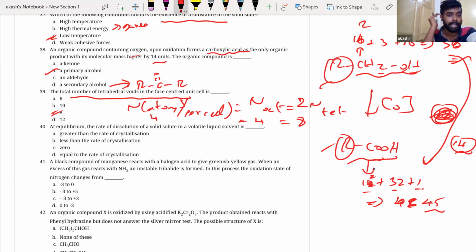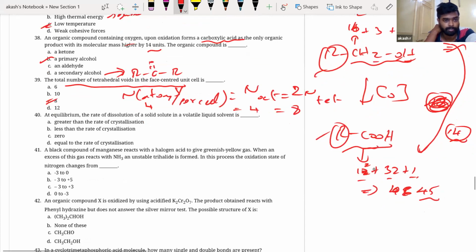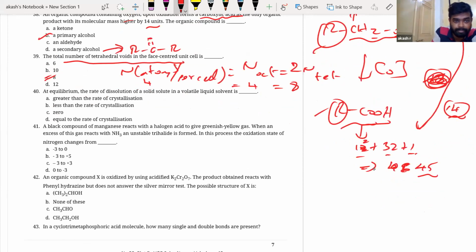Okay, next. At equilibrium, the rate of dissolution of a solid solute in a volatile liquid solvent is equal to the rate of crystallization, sir. Yeah, we are talking about equilibrium. Equilibrium means everything is going to become equal. So the rate of dissolution is equal to the rate of crystallization. I think we saw this in the solution chapter. So it is equal to the rate of crystallization because we're talking about equilibrium.